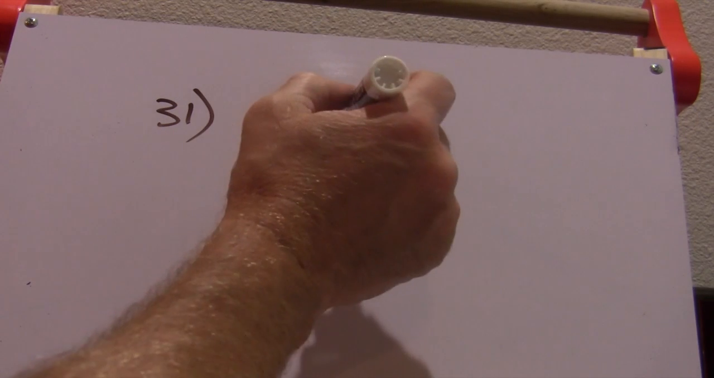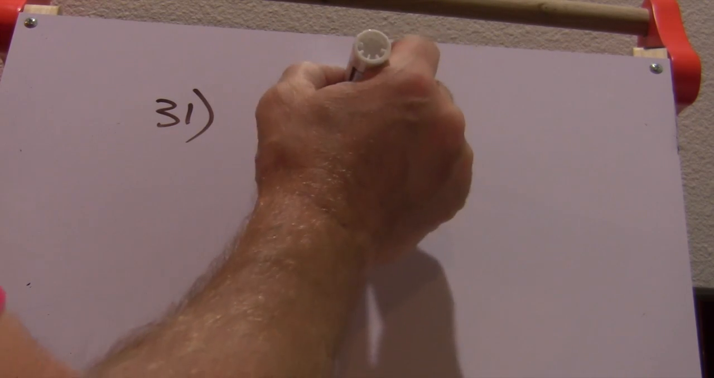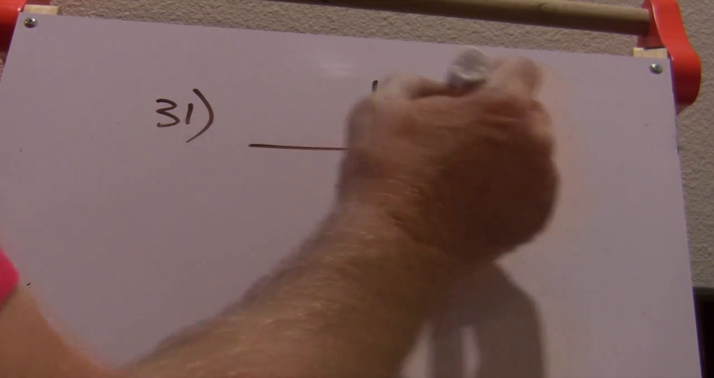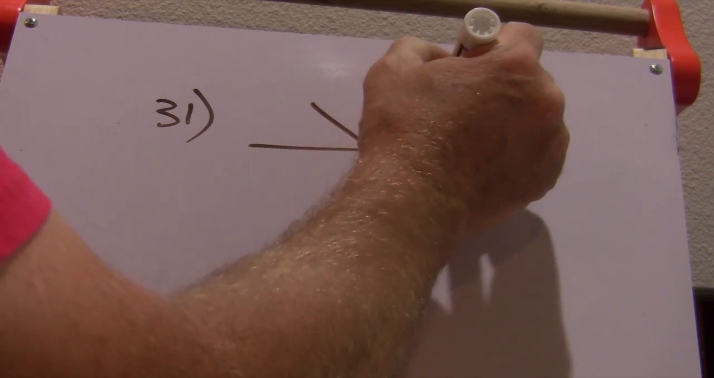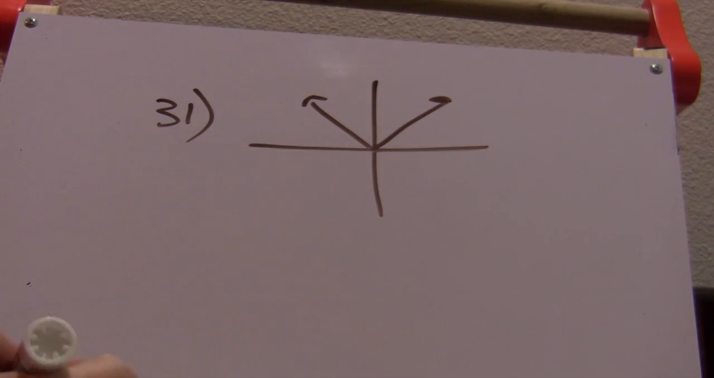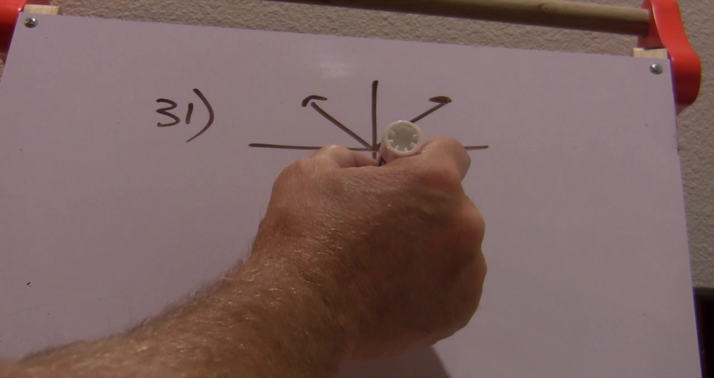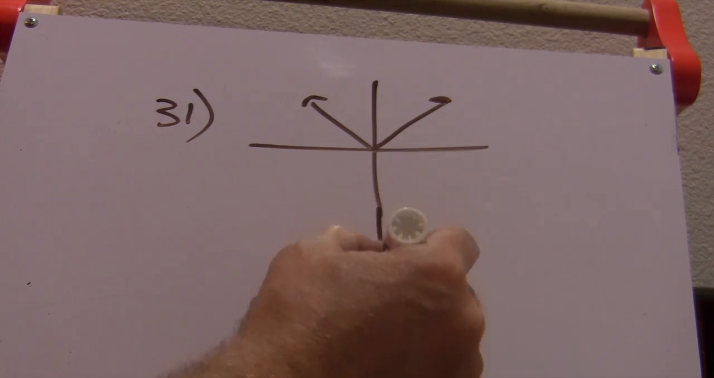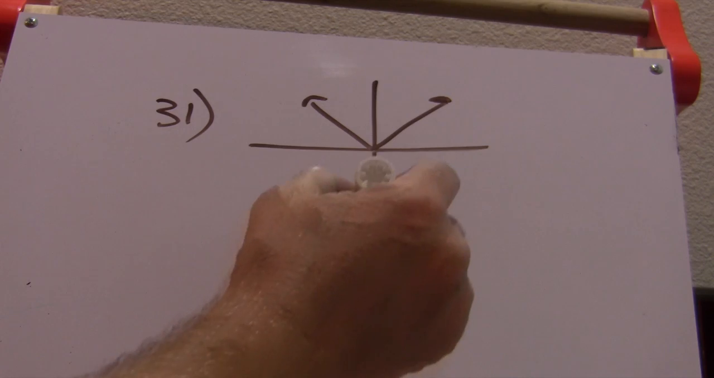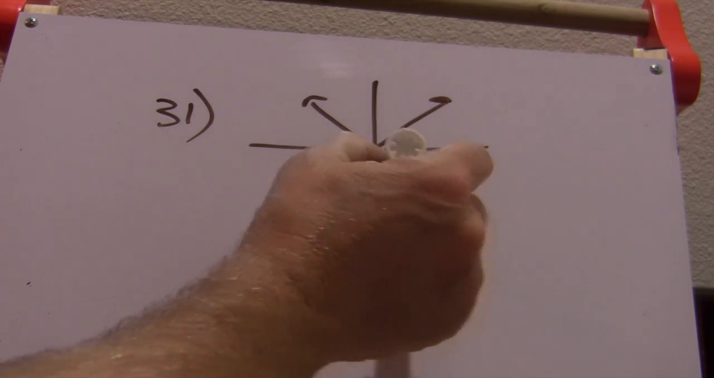It says write a function whose graph represents the indicated transformations of the graph of f. So they give us a graph that looks something like this, and then they flip it over and they slide it down 8.